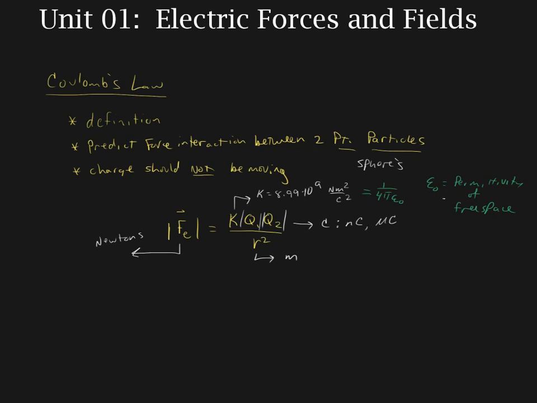Okay, now this epsilon naught is specifically in reference to a vacuum. If the electric field has to go through some other type of material, then we no longer refer to it as epsilon naught, we refer to it as epsilon, and epsilon is equal to kappa epsilon naught.